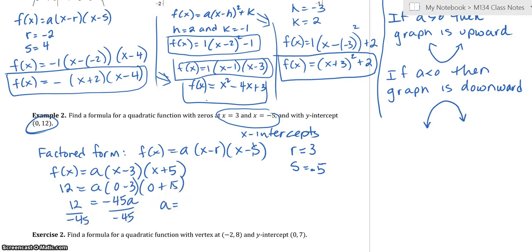Now you can use your calculator, or you could just reduce it. I do know that 3 goes into both of those, so this would be a. If I divide by 3, this would be a 4. If I divide by 3 here, I get a -15. So you could leave it like that. Or if you would rather, you could get the decimal. Looks like it goes downward, doesn't it? And that would be the answer.